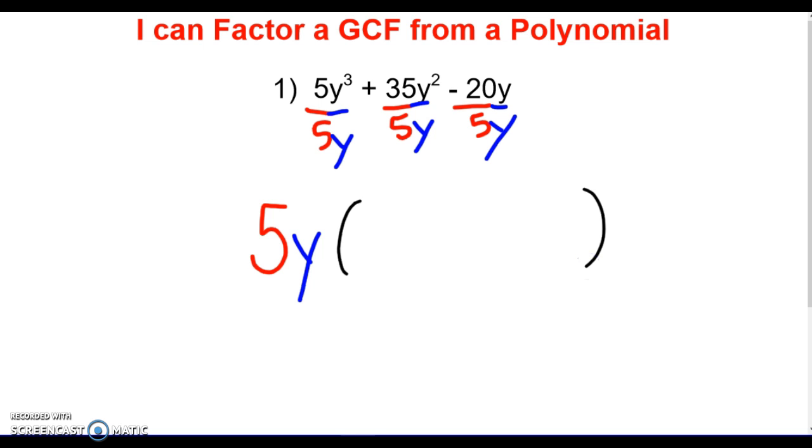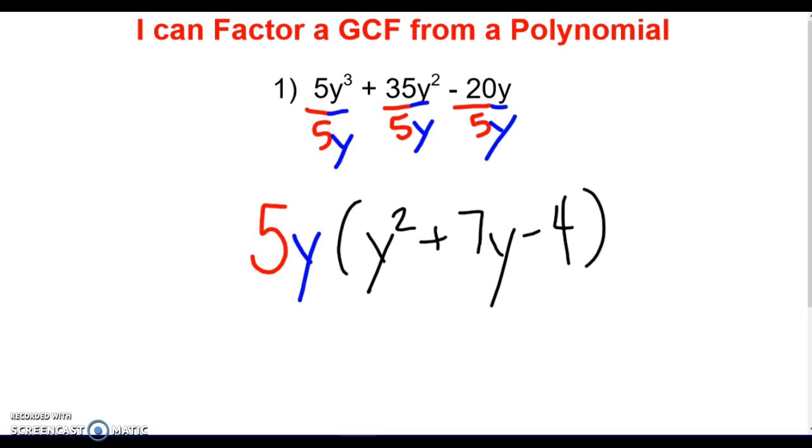So 5 divided by 5 is 1. Y to the third divided by y is y squared. 35 divided by 5 is 7, and there was a positive sign. Y squared divided by y is just 1y. And then minus 20 divided by 5 is 4, and the y's all cancel. That's it. Now, if you're like, hey, can I check my work? The answer is for sure.